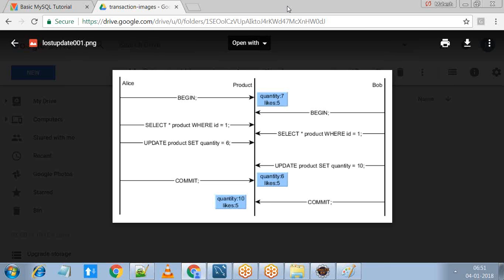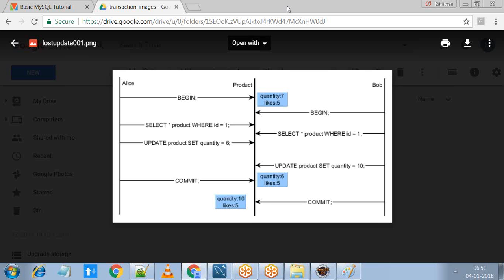You know the main issue is here. The quantity which they read was 7, first of all, and based on that quantity, both are trying to operate on this product. So initially both the transactions will read the quantity as 7, and you see, Ali's transaction wanted to deduct that amount, make it 6. Maybe one quantity was ordered by a customer, and it is trying to reduce the quantity by 1, right?